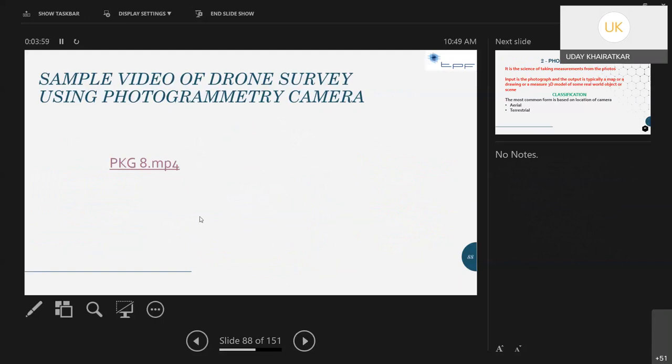I will share a video. Actually, I represent the Samruddhi Mahamarg between Nagpur and Mumbai that is being constructed, and we are the authority engineer for package 8, which is near Jalna, Aurangabad. So I'll just share one video, which will clearly highlight the way a drone can be used to monitor the progress of work.